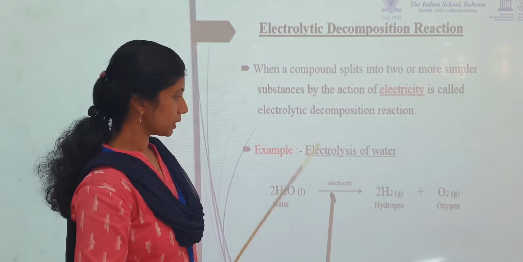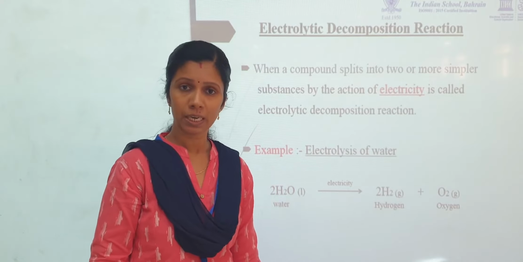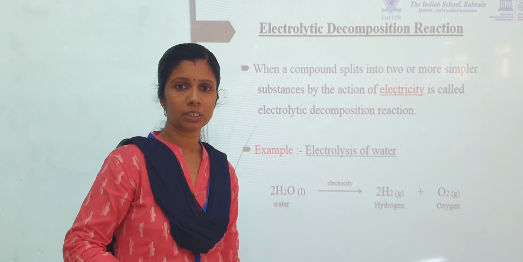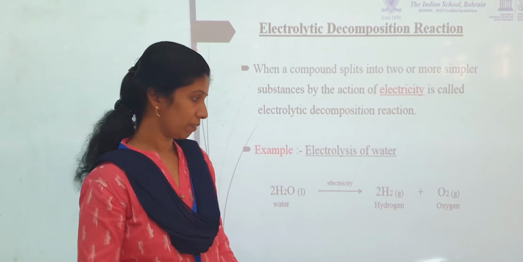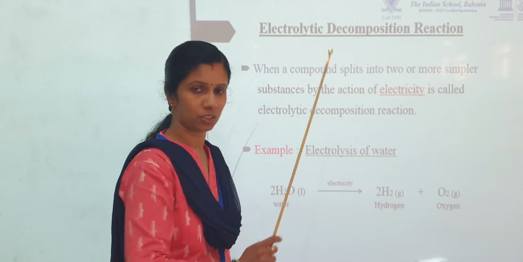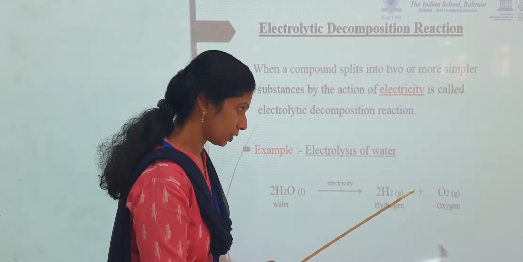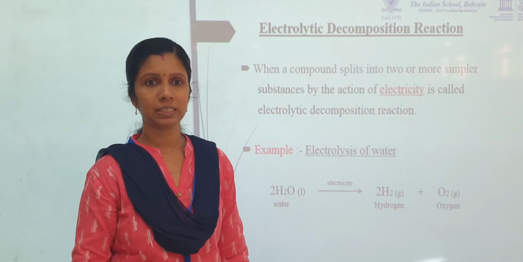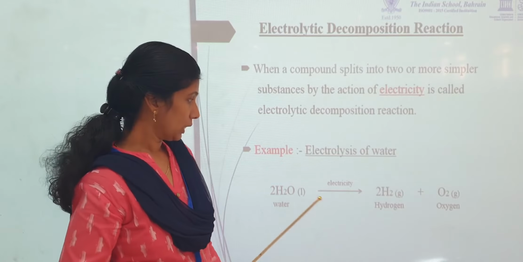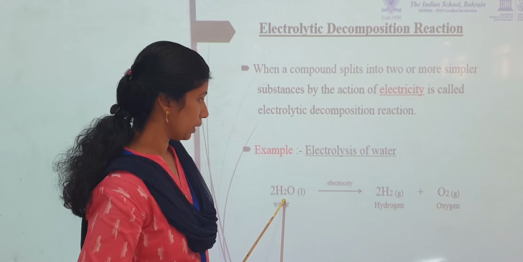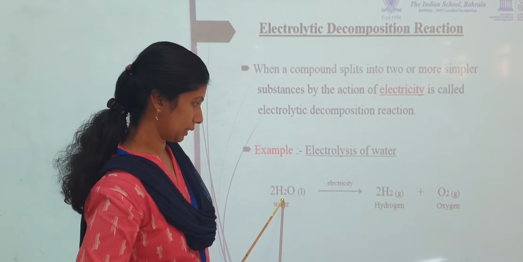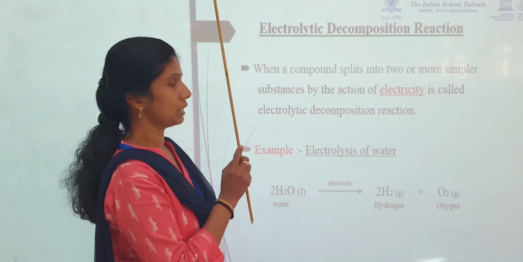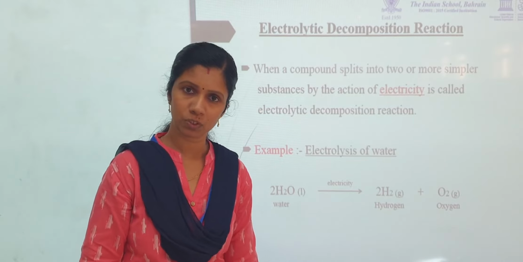Suppose, instead of electricity, you are providing heat energy to water. When we heat water, water changes to water vapor only. We will not get hydrogen gas and oxygen gas. So, to separate hydrogen gas and oxygen gas from water, we have to pass electricity through it. So, by passing electricity through acidified water, hydrogen gas and oxygen gas are separated. Therefore, this is an example of electrolytic decomposition reaction.